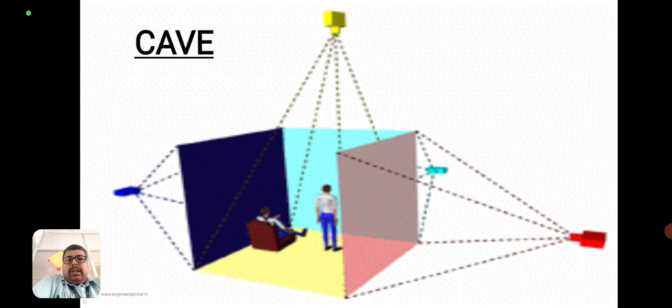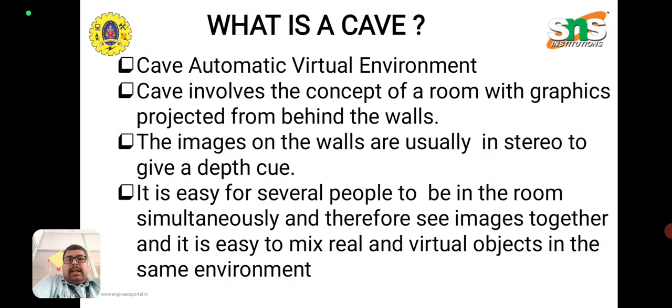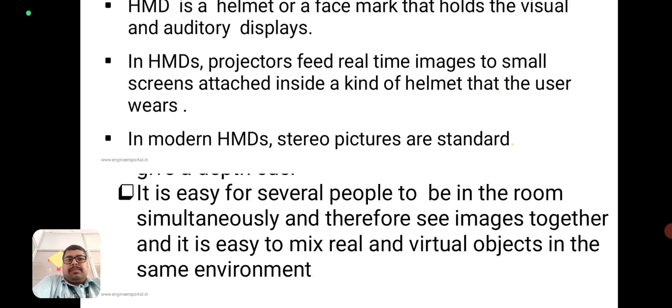Next, we are going to see CAVE. As already shown, the CAVE is surrounded by three side layers and a bottom layer, which is being captured by a camera. That is, CAVE is Cave Automatic Virtual Environment. A CAVE involves a constant room with the graphics projected from behind the walls. Images on the walls are usually steered to give depth to the view. It is easy for several people to be in the room simultaneously and therefore see images together, and it is easy to mix real and virtual objects in the same environment.